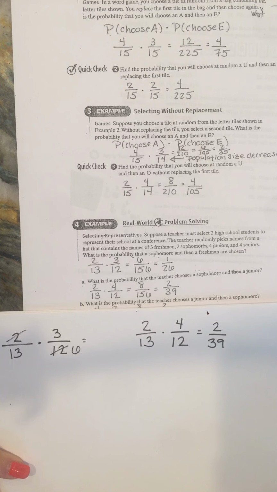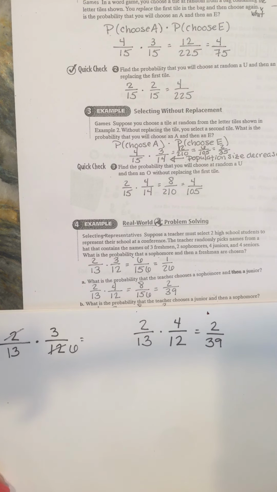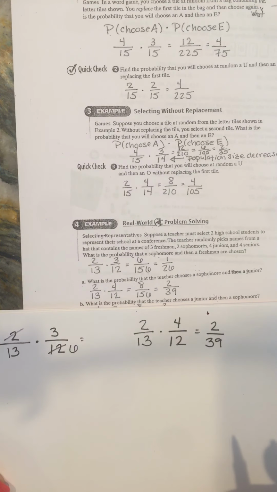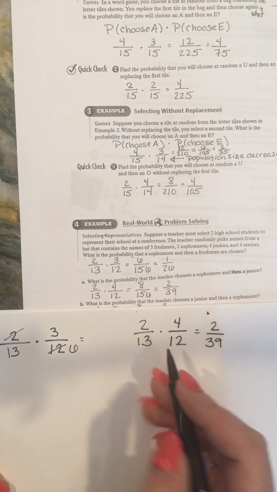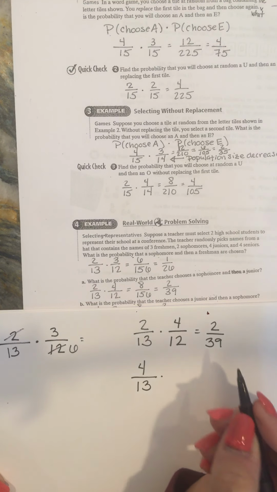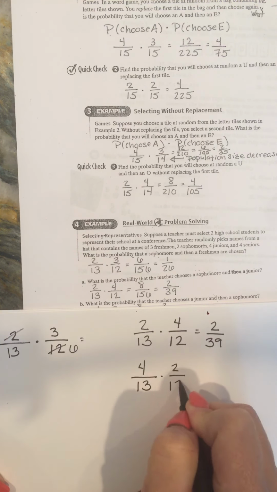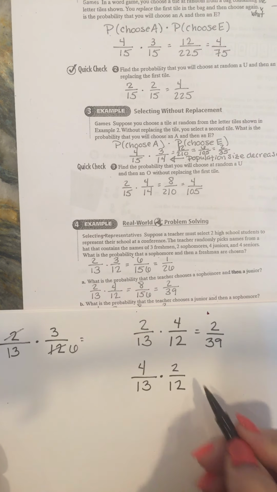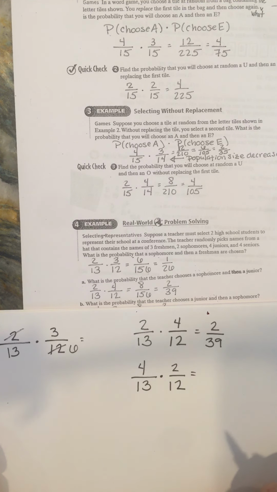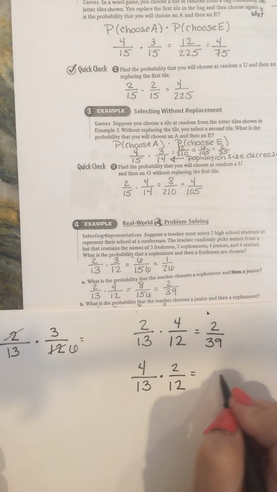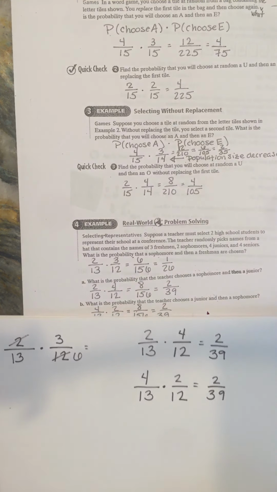All right, and then what is the probability that the teacher chooses a junior and then a sophomore? So this is interesting. We're changing the order. Let's see if order matters in this situation. First, you choose a junior, which is 4 out of 13 times a sophomore. There's 2 sophomores out of 12. Now, what property do you know to be true about multiplication that will help us work smarter, not harder here? If you said commutative, you are right. The order that you multiply the numerator and the denominator doesn't matter. You're still going to get the 2 out of 39.